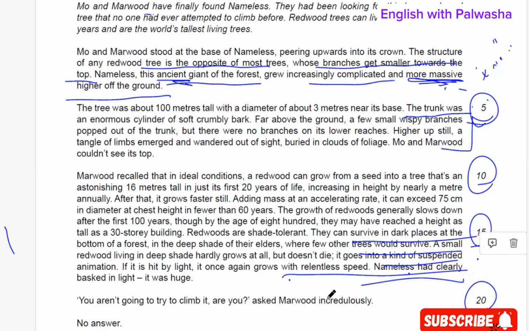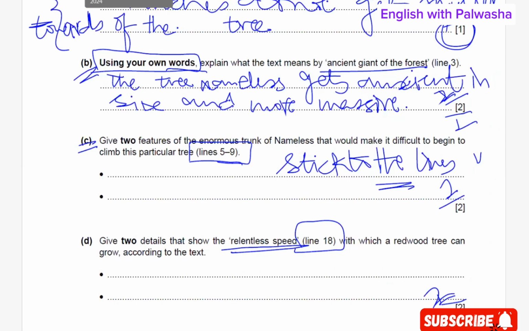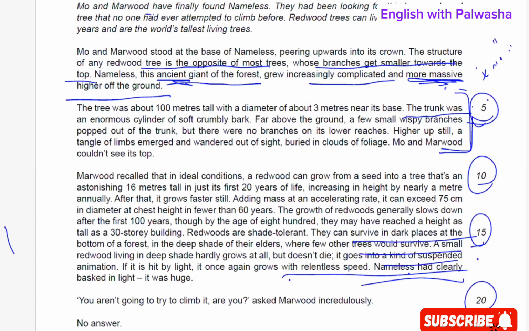So now relentless speed means whatever they are asking us, how are we going to explain it here? That a redwood can grow from a seed into a tree that's 16 meters tall in just its first 20 years of life. So it means that it could grow from a seed into a tree that's 16 meters tall. All right, it's line number 18 only. So we will be taking out a redwood can grow. Which part are we doing? Part D.